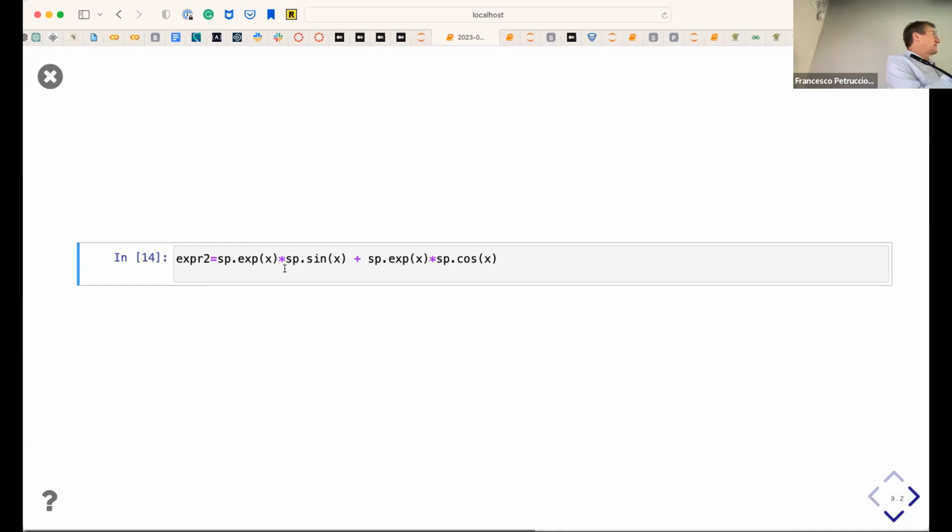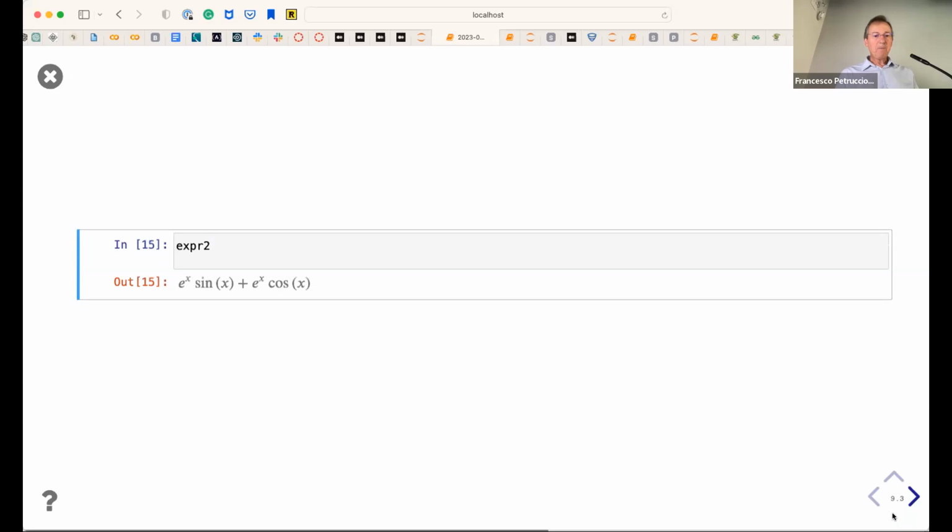I didn't tell you how you get it, but it's fairly natural how sine and cosine and all the mathematical functions are called in SymPy. You just add SP in front of them, as you would expect. So this is very nice.